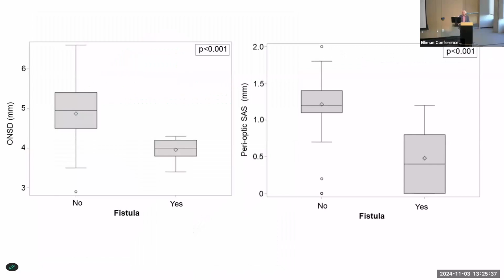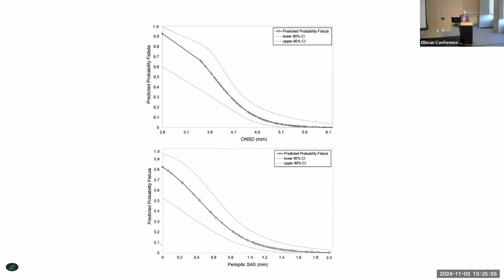And what we found in that study is that those patients who had a fistula had a much smaller ring around the optic nerve, and their optic nerve sheath diameter, therefore, was significantly less. There was quite a difference. And then this was a predicted probability model of how likely it is that we would find a fistula. Now, it's a little bit deceiving because we are all familiar with 95% confidence intervals. These are 80% confidence intervals because if we did 95% confidence intervals, it would pretty much take up the entire graph.